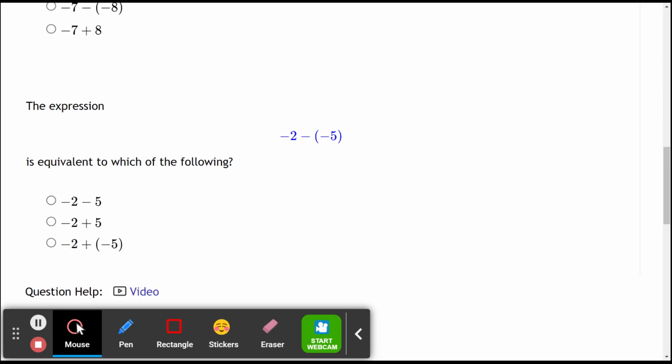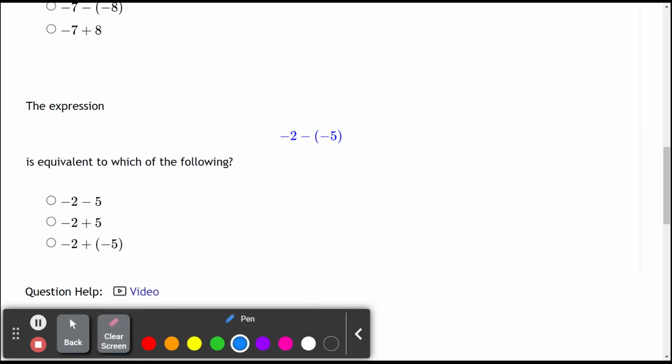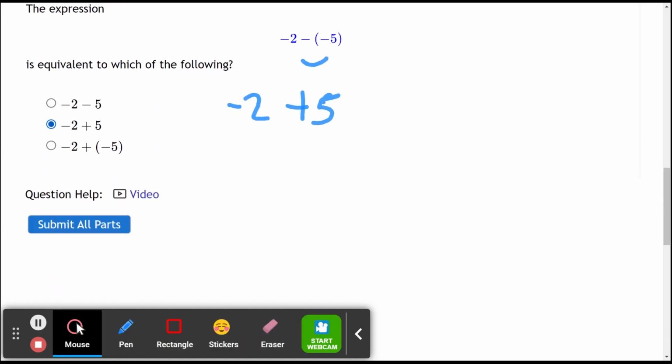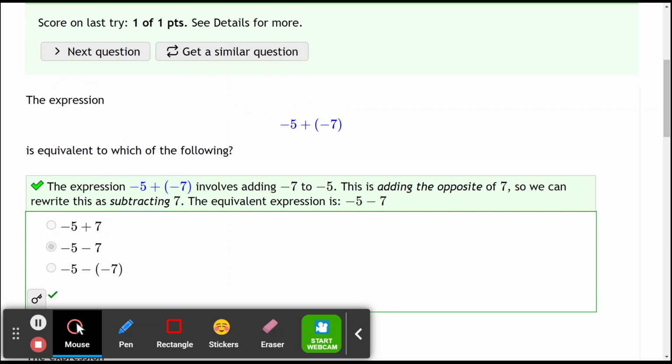And then this one here, when you subtract a negative, that's the same thing as just calling it addition. So -2 plus 5. And then that's right here. That should be it. Submit them all, and there you go.